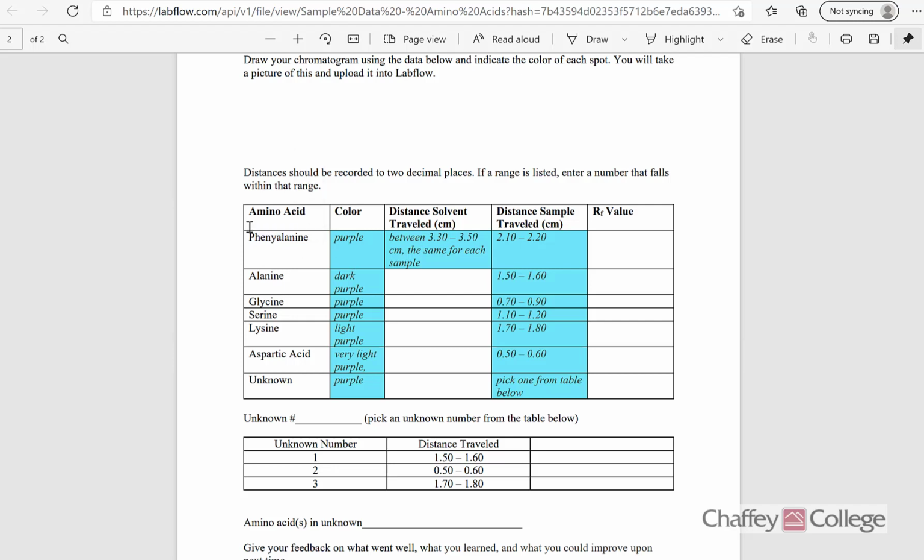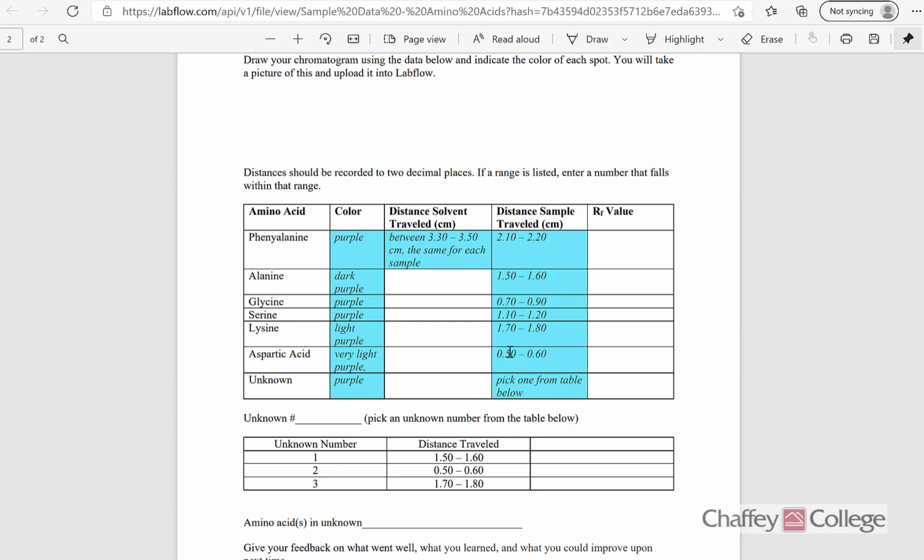So the 6 amino acids are given here, and the color of the chromatogram is also provided here. It's either purple, dark purple, or light purple, and the distance traveled by the solvent is 3 to 3.5 centimeter. So pick one, whichever number within this range you like, you can pick that number. And then the sample distance is also given here. So this is the distance traveled by the spots or the sample.